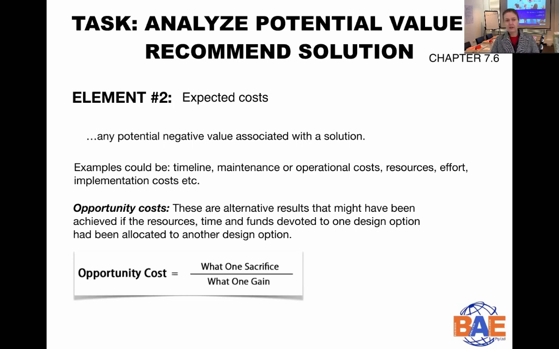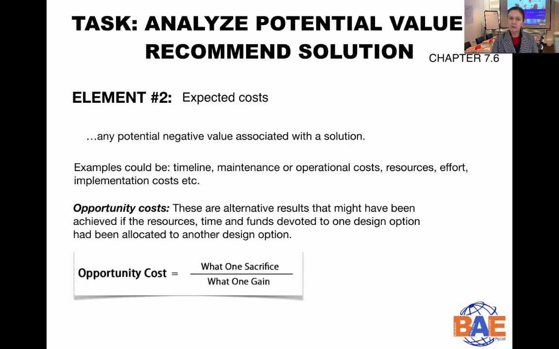Here I'm also just highlighting the concept of opportunity costs. So sometimes we choose to actually try and work this out in a way that needs to be presented as part of the different design options. And what this means is the alternative results that might have been achieved if the resources, time, and funds devoted to one design option had been allocated to another design option.